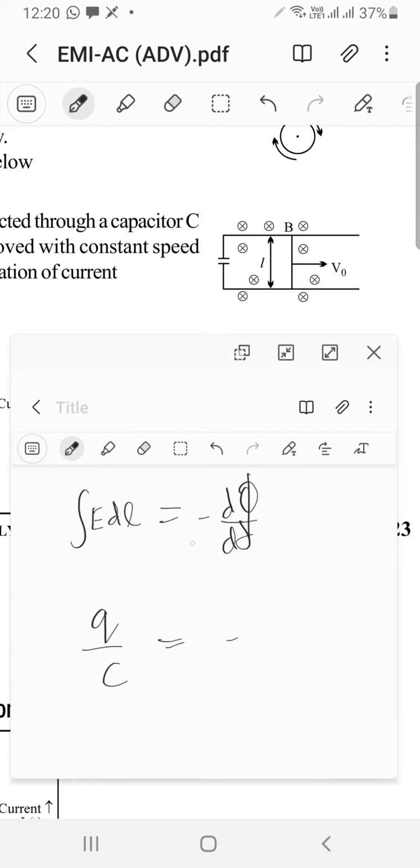That's equal to negative d flux by dt. So flux is just the area of this thing times the magnetic field, of course. So negative B L V naught, that should be right. Yeah, that looks right. That's the flux change.